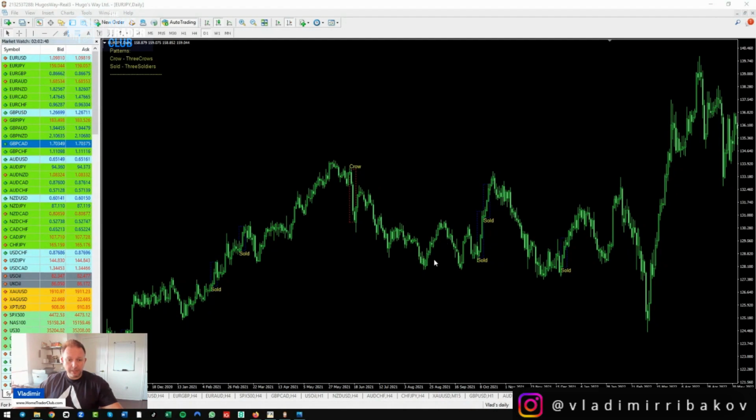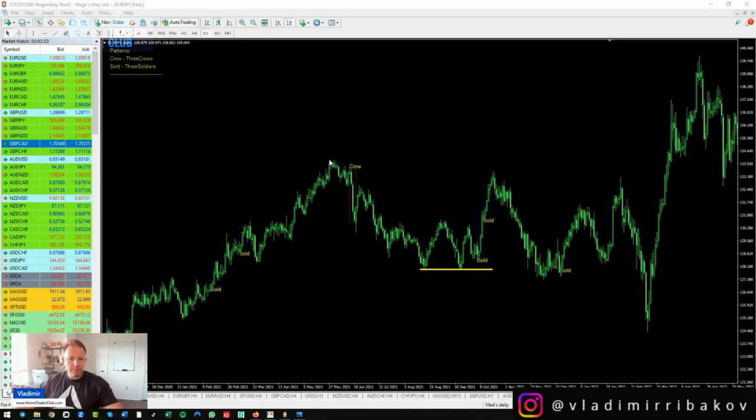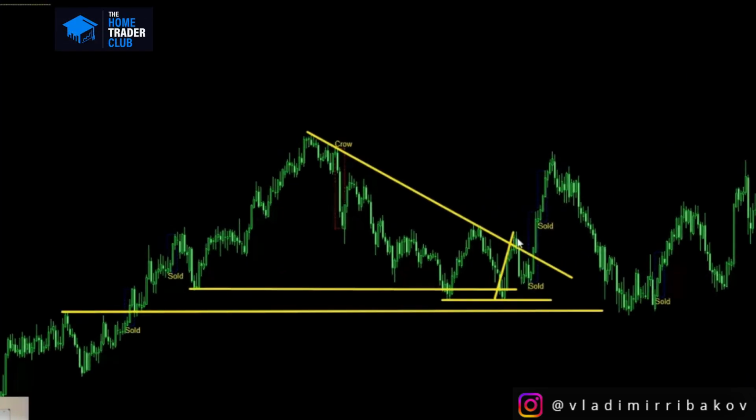Okay, same here. Take a look. Support. How good is that? Beautiful move down, support. Look at that. Broken resistance becomes a support level. All that is an ultra strong key level. What happened since? We got this trend line and we got this momentum.